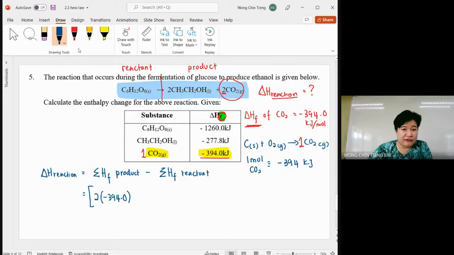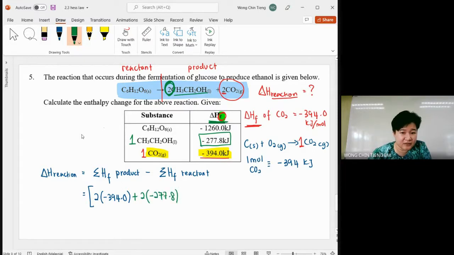Okay. So, if you understand this, it shouldn't be a problem for you to understand the next one. This one. Formation of ethanol is negative 277.8. But do you agree that the negative 277.8 hanya untuk 1 mole of ethanol? Right? But right now, I have 2 moles, ladies and gentlemen. So, kita akan tambah 2 kali negative 277.8. So far, so good.